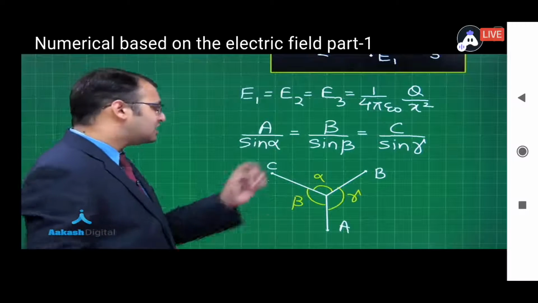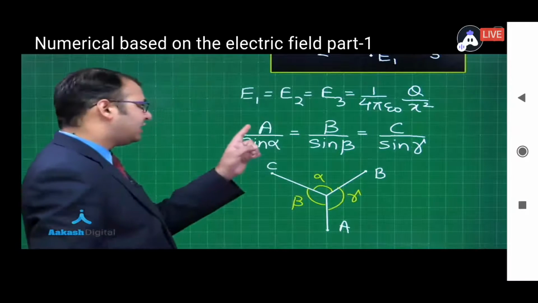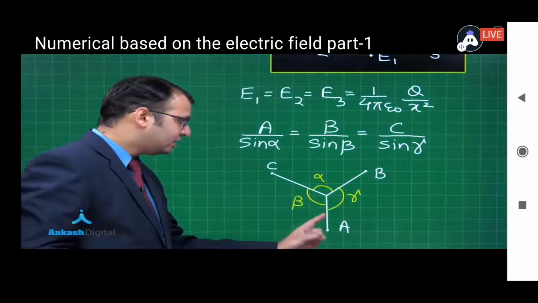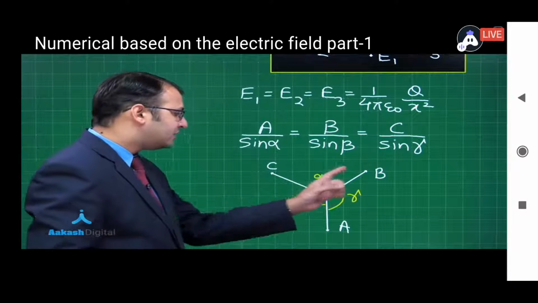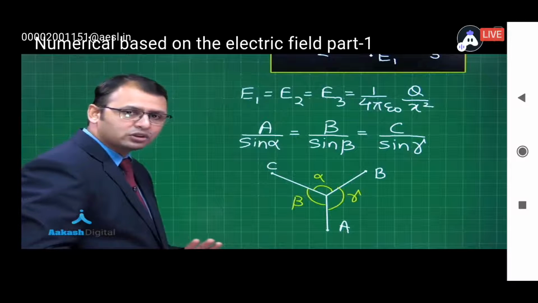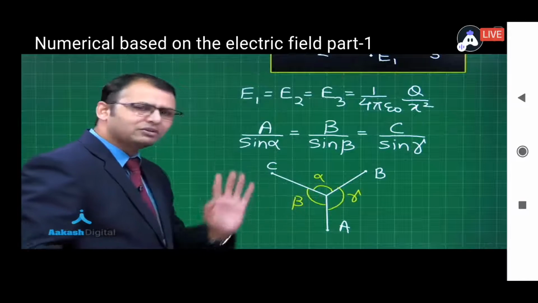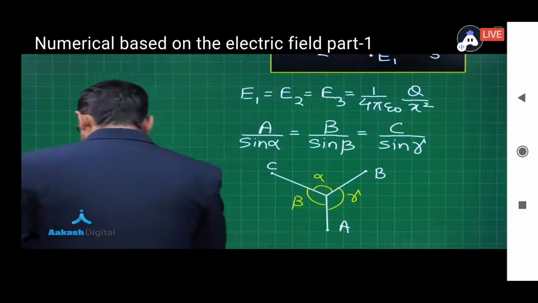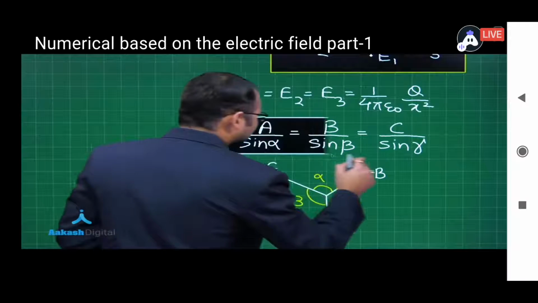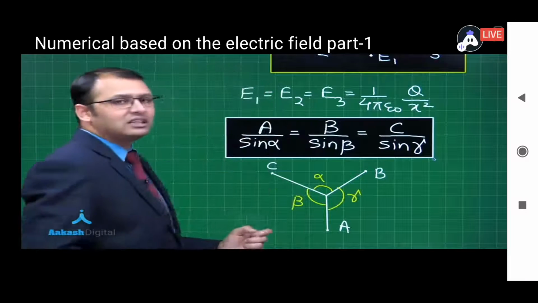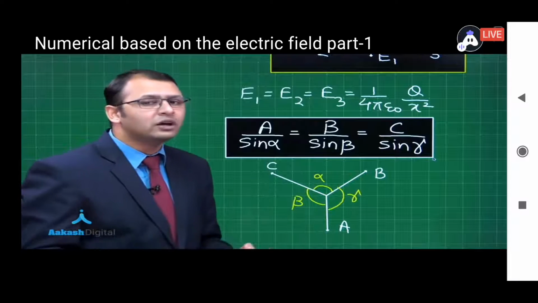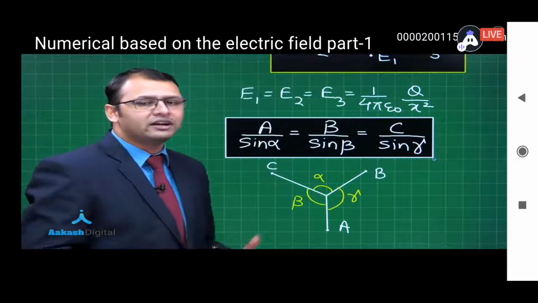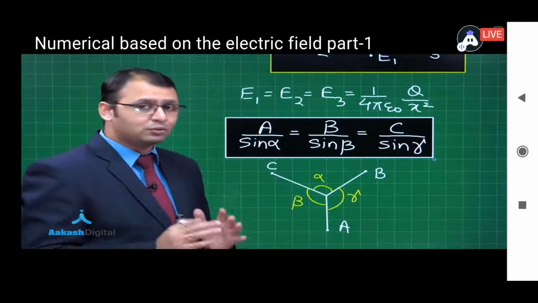So if this relation is satisfied, remember, vector A divided by sine of the angle opposite to that vector, vector B divided by sine of the angle opposite to this vector, and C divided by sine of this angle. In that case, if this is satisfied, it means the resultant of the vectors at this point will be 0, and we have proved this already in our previous class. I hope you remember that.